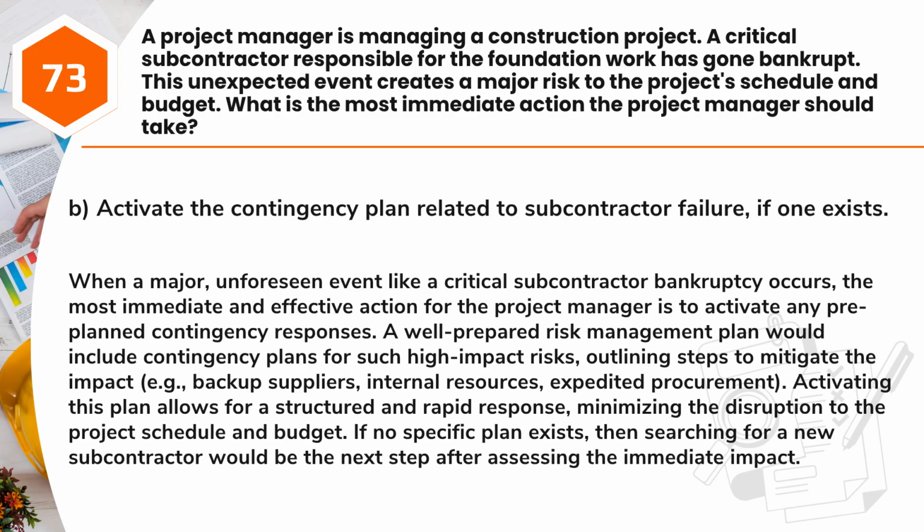Answer: B. Activate the contingency plan related to subcontractor failure, if one exists. When a major, unforeseen event like a critical subcontractor bankruptcy occurs, the most immediate and effective action for the project manager is to activate any pre-planned contingency responses. A well-prepared risk management plan would include contingency plans for such high-impact risks, outlining steps to mitigate the impact, e.g., backup suppliers, internal resources, expedited procurement.